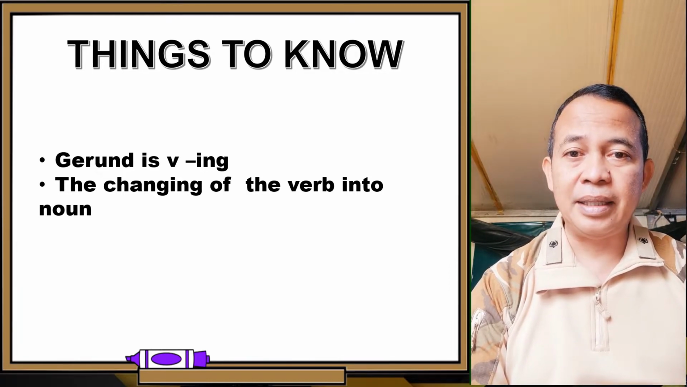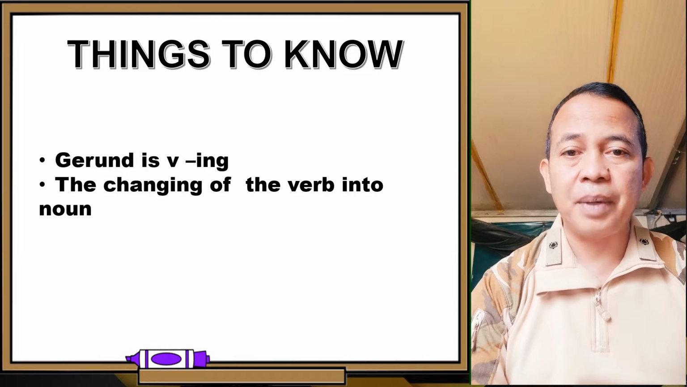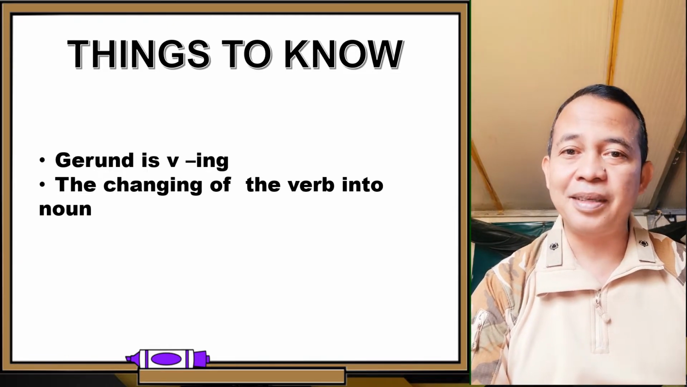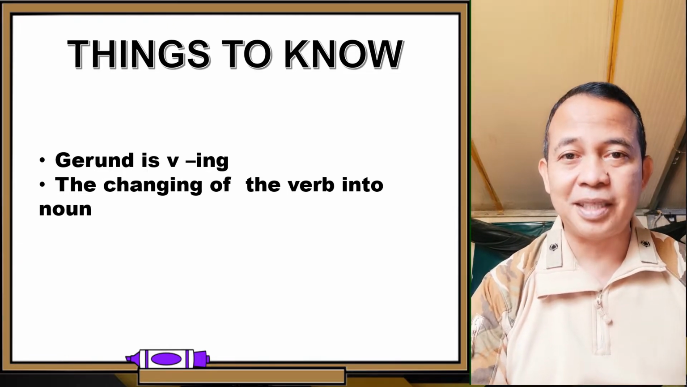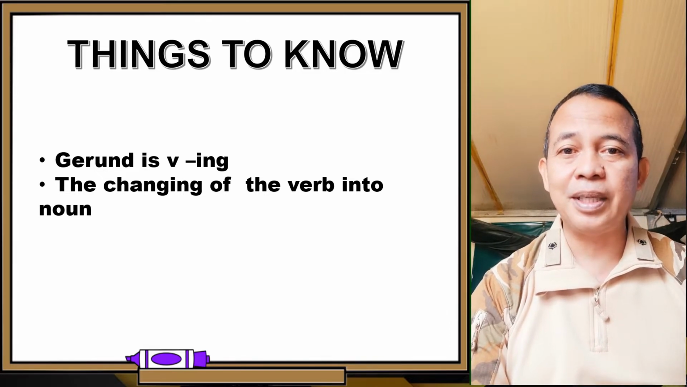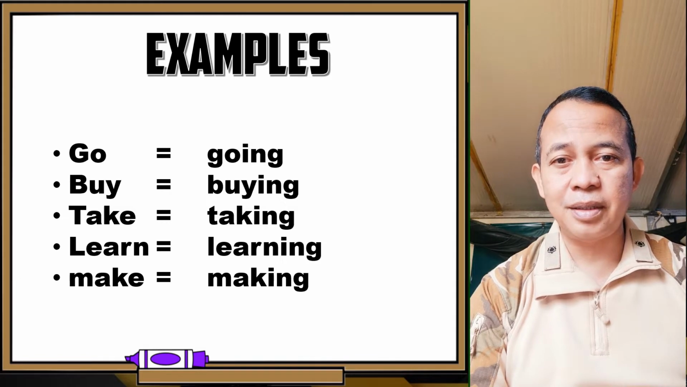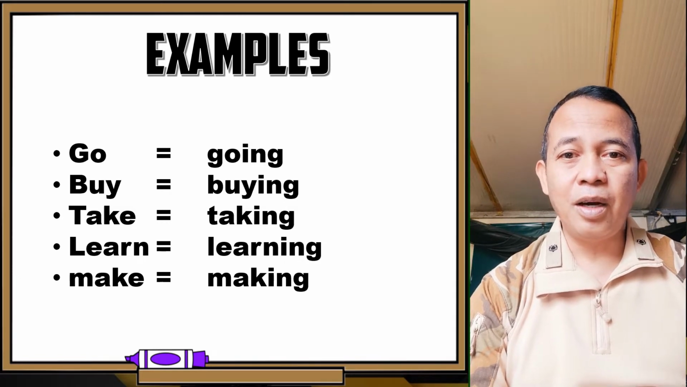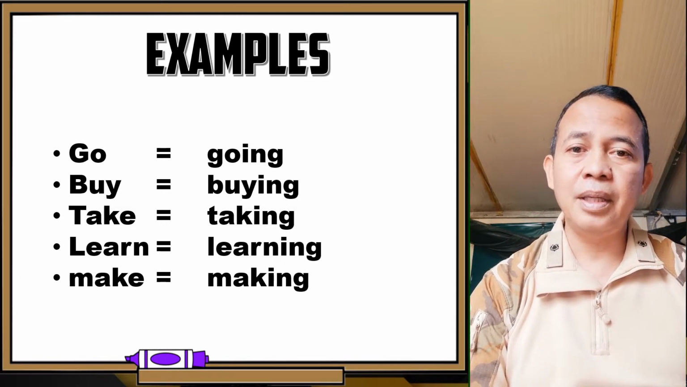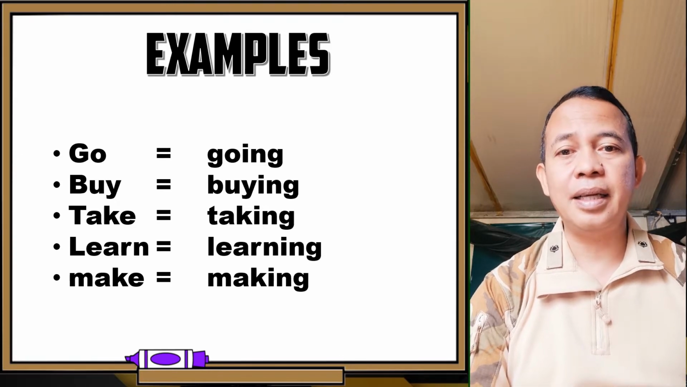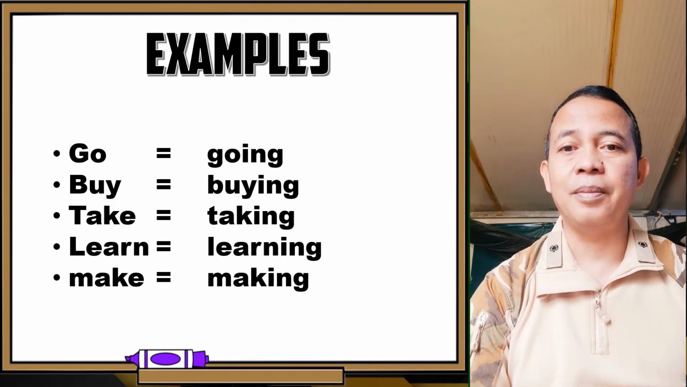So basically, the part of speech of a gerund is noun. Just like other nouns, that's the way we are going to treat them in sentences. Here are some examples of how we use gerunds, how we change the verb into a noun by adding ing at the end of the word.